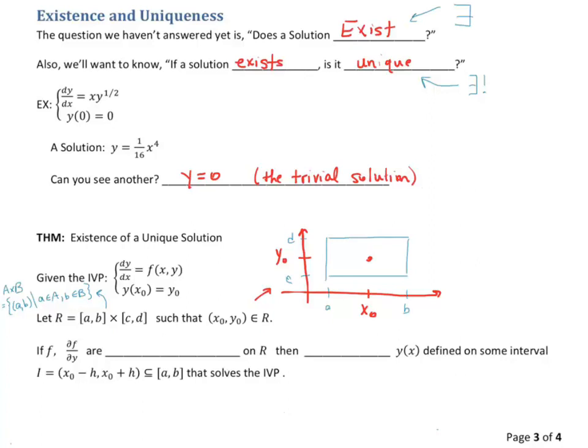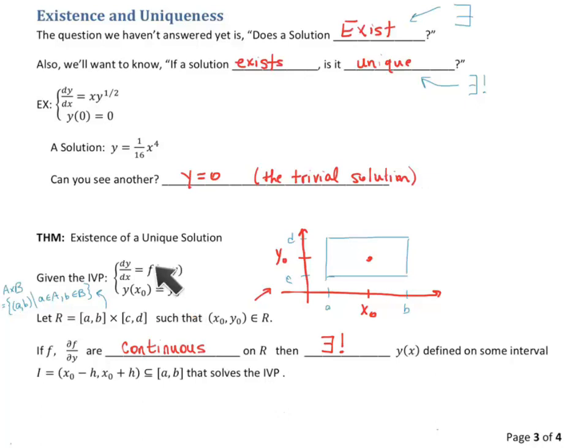So this is a picture of x naught, y naught being inside of the rectangle R. Now, if you can find a rectangle R so that f and the partial derivative of f with respect to y is continuous everywhere on that rectangle, then there exists a unique solution to the initial value problem over some interval around x naught that's inside of (a, b). That's the condition: the function is continuous, and so is its partial derivative with respect to y.